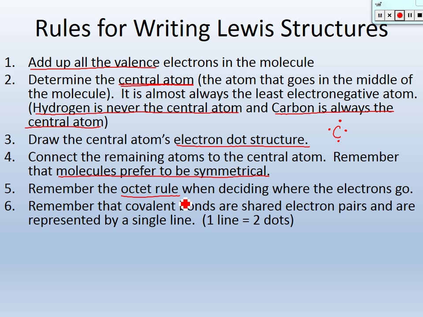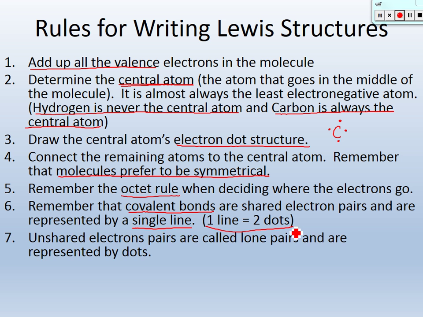Okay. Number 6, remember that covalent bonds are shared electron pairs and are represented by a single line. I want you to underline covalent bonds and single line. Okay? 1 line equals 2 dots. We'll go through that here in a second.